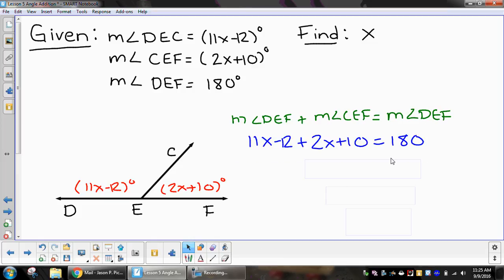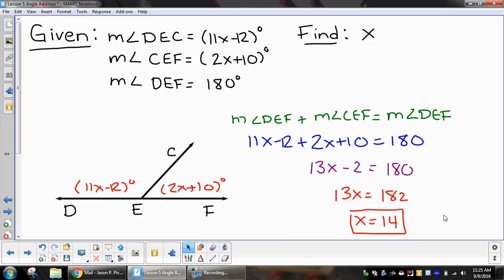So when we plug in our information, we get this equation, and we can solve that equation for x. So the value of x is 14. If we plug 14 back into either of these two expressions, we would figure out how big angle DEC and how big angle CEF actually are. And then if we added them together, of course, they should add up to 180 degrees.